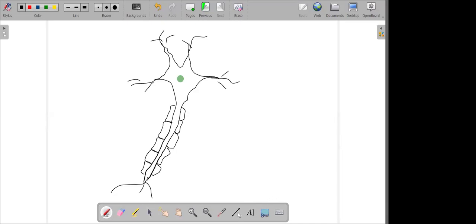So see, now we are labeling everything here. While labeling, these are your dendrites. This is the cell body. Then this is axon. This is myelin sheath. And these are nerve endings.